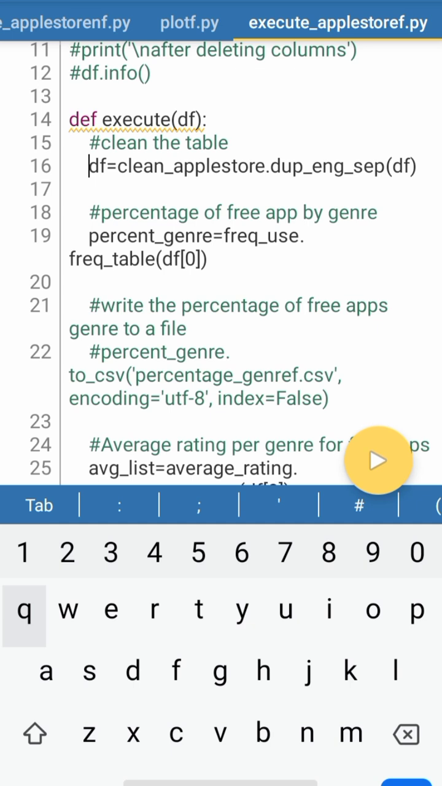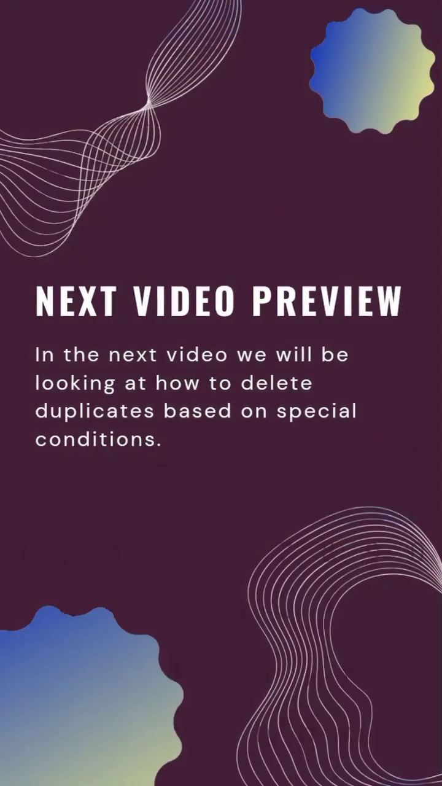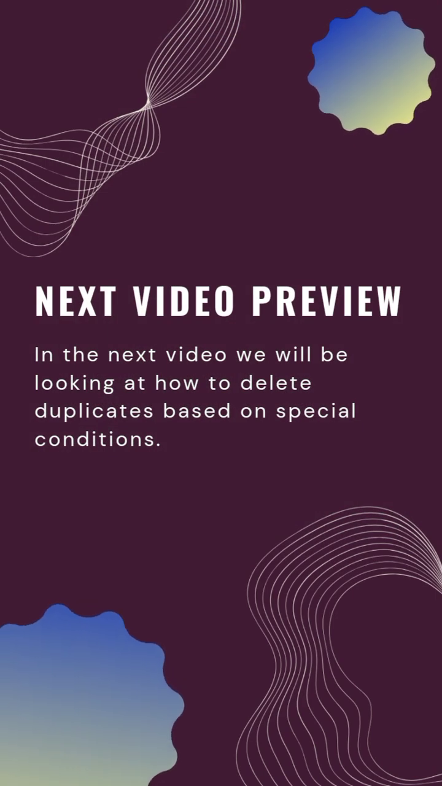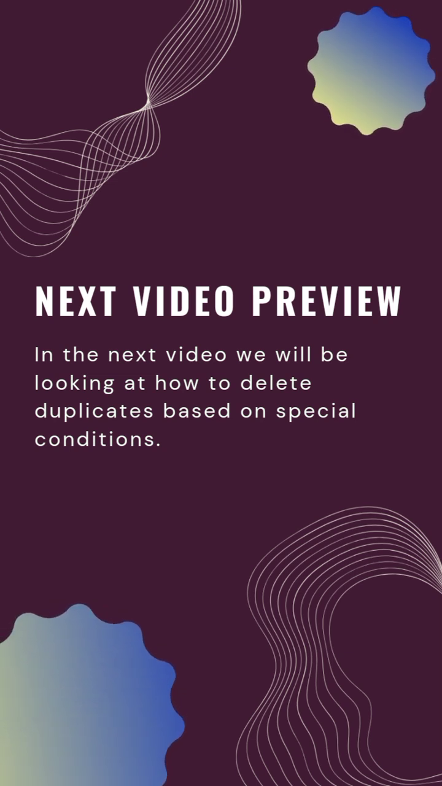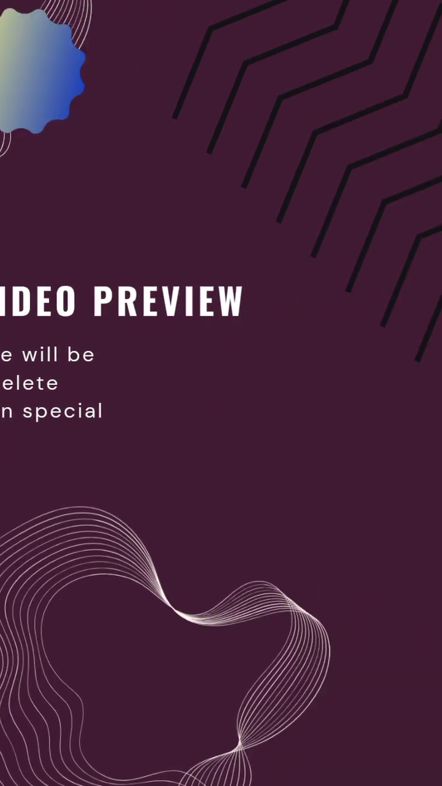Now, what we are going to do now, we are going to go to the original code that does this function. In the next video, we'll be looking at how to delete duplicates based on special conditions.